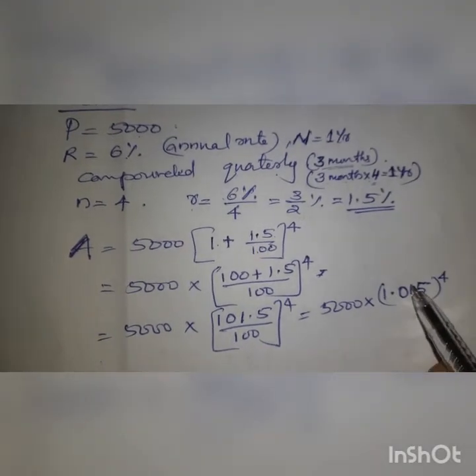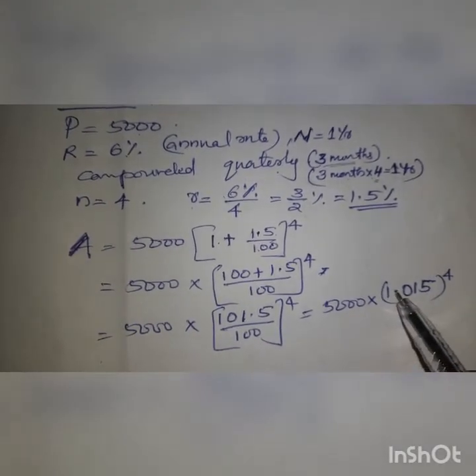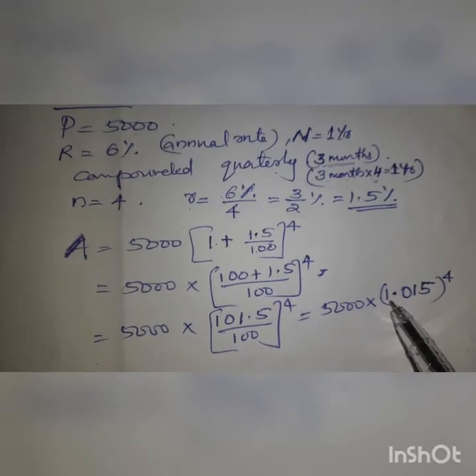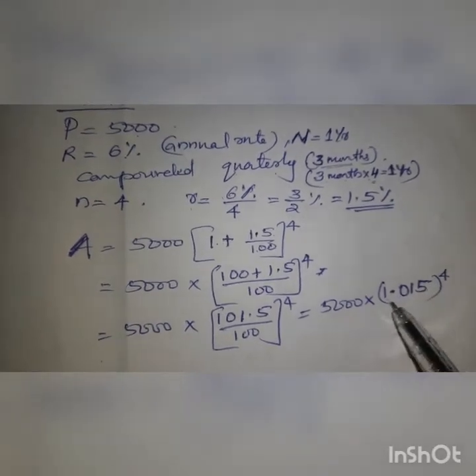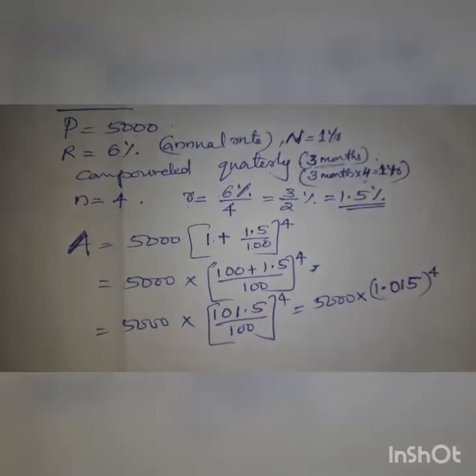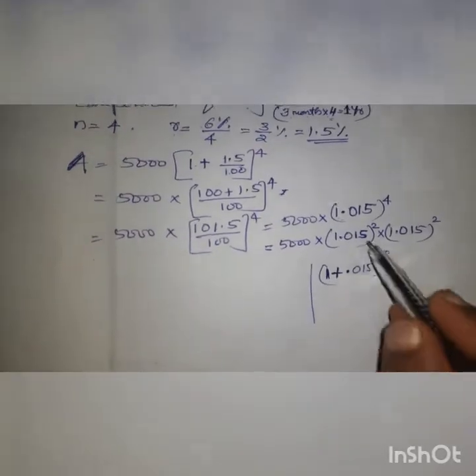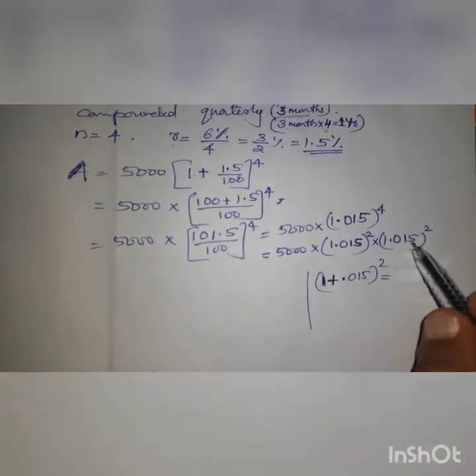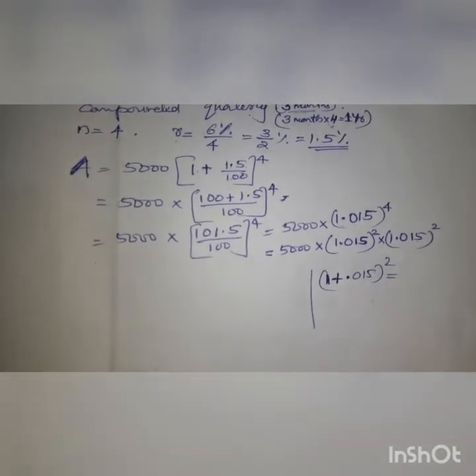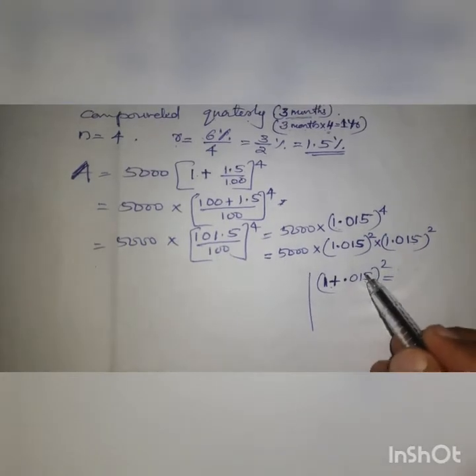Then you have to calculate 2 times, that is a plus b whole square. Again you have to find out a plus b whole square. Then you multiply it, you will get the answer. So you can split like this, 1.015 square into 1.015 square. Okay, 2 times you multiply. This is a plus b whole square form.